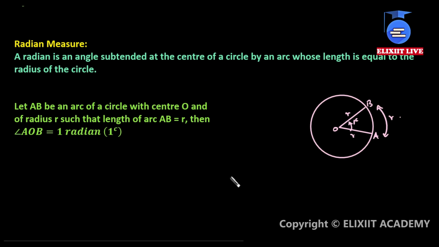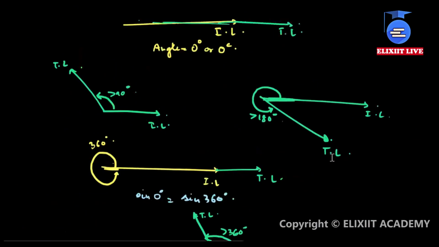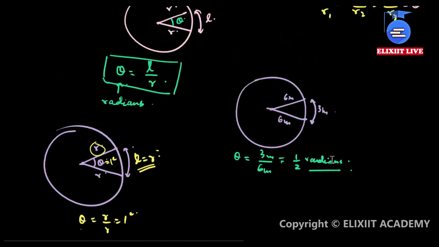So 1 radian is an angle subtended at the center of a circle by an arc whose length is equal to the radius of the circle. Basic NCERT language, nothing special or difficult over here. This is the diagram which I told you at the beginning of this session. This is how we will find the theta. Theta will be L by R. We know the arc length and we know the radius, so we'll simply find it from there. Very simple idea.